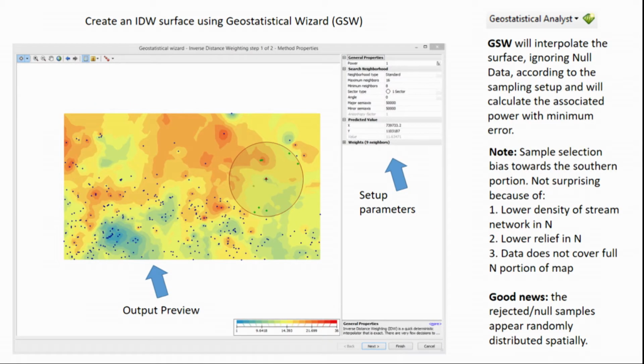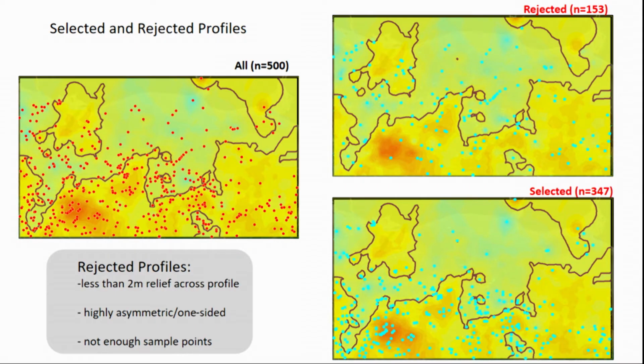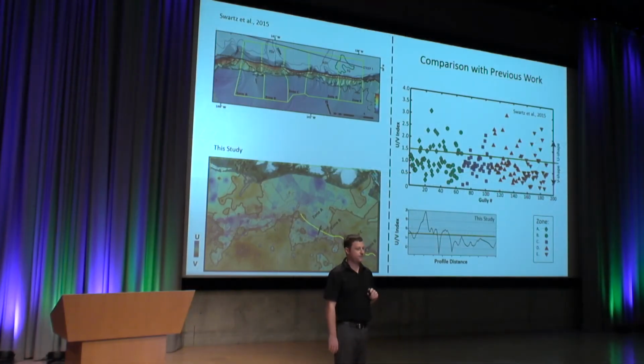The results look like this, but we wanted to be a little more spatial, so we interpolated our shape index using Geostatistical Analyst, specifically the Geostatistical Wizard, in order to do this. There were some points that we rejected. You can see their distributions here. This was basically if we had less than 2 meters of relief across the entire profile, or if our line was highly asymmetric, or there just weren't enough sample points left.